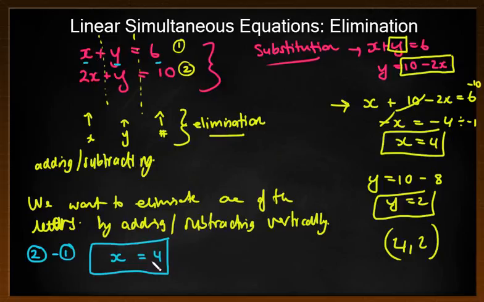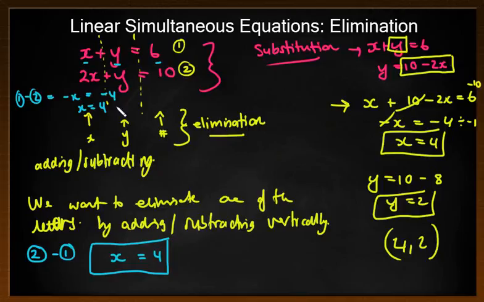The reason I did 2 take away 1, I could do 1 take away 2. If I did 1 take away 2, the only real difference would be I get x take away 2x, which is minus x. y take away y is 0. 6 take away 10 is negative 4. It's still going to be x equals 4, but by starting with the bigger numbers on the bottom, I just avoid having negatives in my answers.